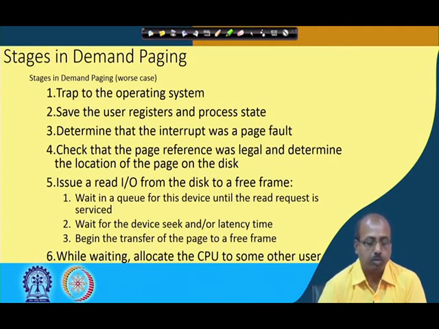To do that, first the user registers and the process state are saved in the stack, and then the system decides that the exception it got is a page fault. After it has been decided that it is a page fault, the operating system will check that the page reference was legal and determine the location of the page on the disk.